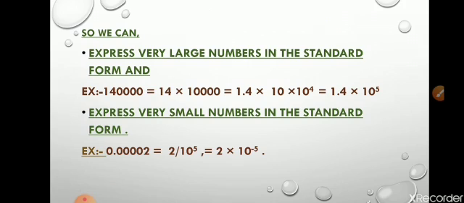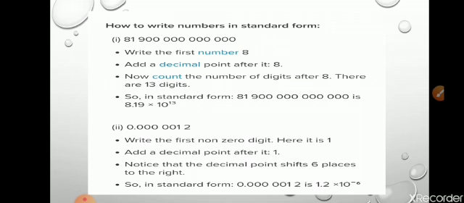Okay, so with the help of standard form we can easily convert two types of numbers, very large numbers and very small numbers. But how can we convert them? Here some steps are given to convert a very large number or a very small number into standard form. First, how to convert a very large number into standard form. Look here, the number is 8190000000000. You have to convert this into standard form.